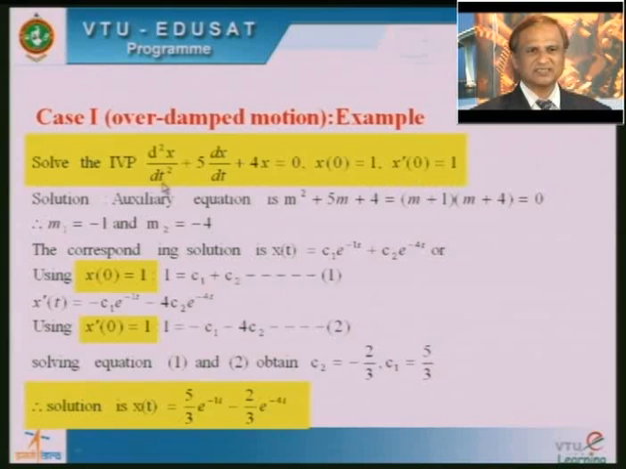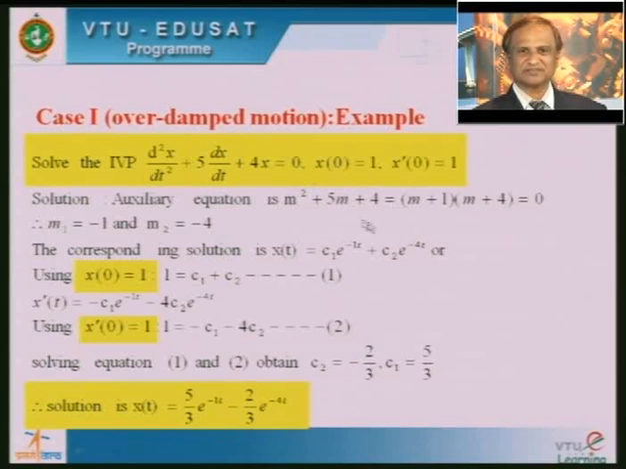Right. So friends, it is almost like the earlier example. Now we are observing a new term, namely 5 times dx by dt. As usual, you can write it in symbolic form. You can replace d by dt with capital D. D square x plus 5 times D x plus 4x is equal to 0. Is it clear? So replace capital D by m. You will get an auxiliary equation: m square plus 5m plus 4 is equal to 0.